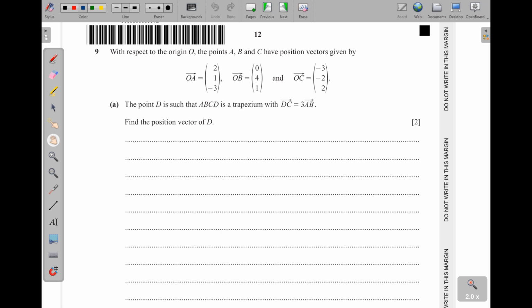Now here, vectors are said to be parallel if they are scalar multiples of each other. Now that means these two are the parallel sides of the trapezium.